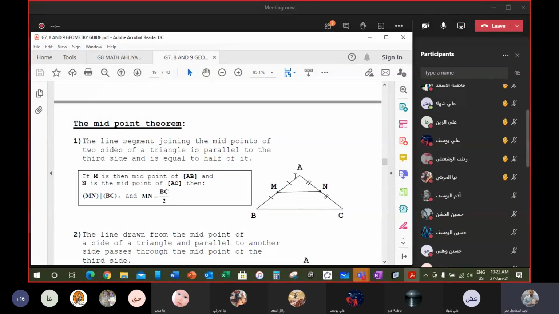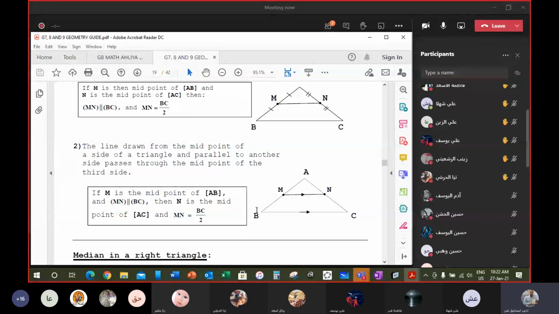Okay, the converse: if in triangle ABC, M is the midpoint of AB, and MN is parallel to BC, then N is the midpoint of AC. These you need to review and memorize.